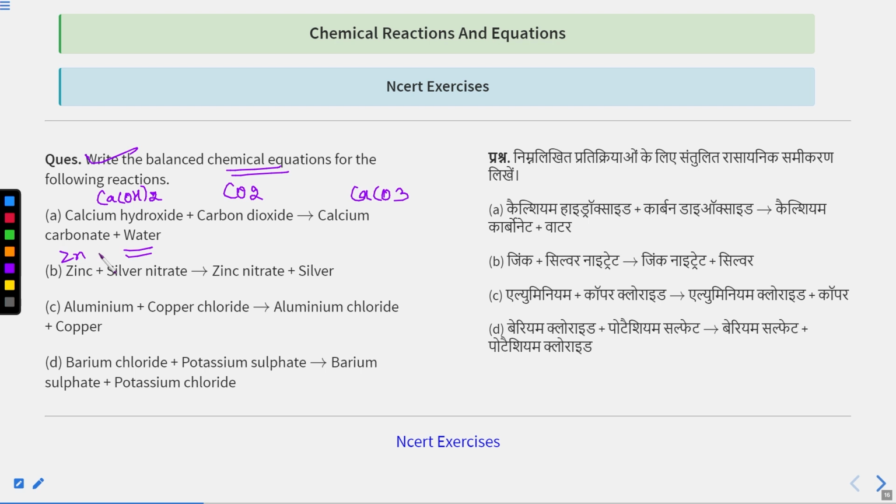Zinc, Zn, plus silver nitrate. Zinc is reacting with AgNO3. Zinc is more reactive than Ag, so it will form zinc nitrate, Zn(NO3)2, plus silver.